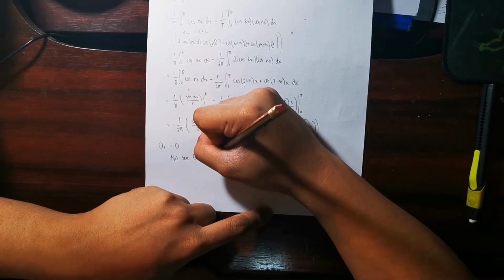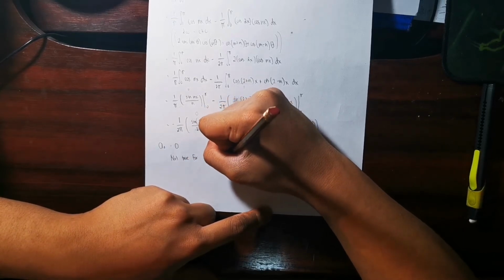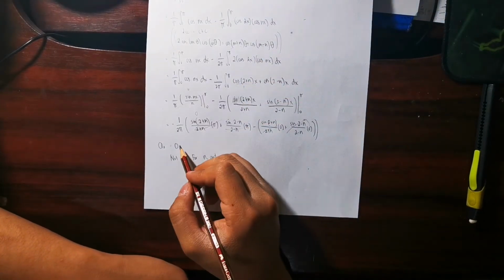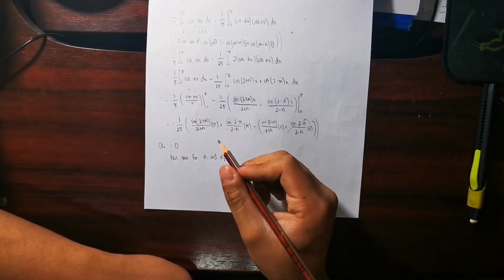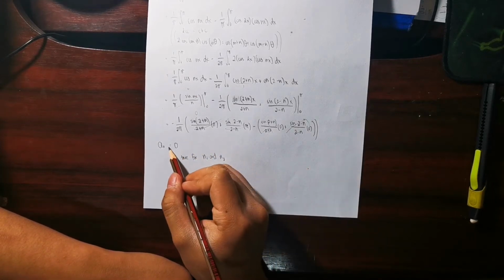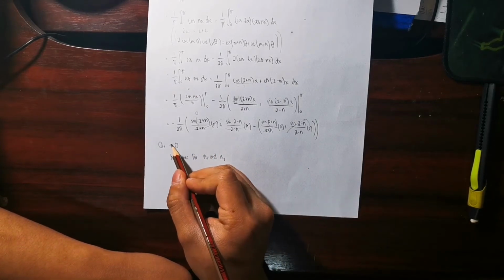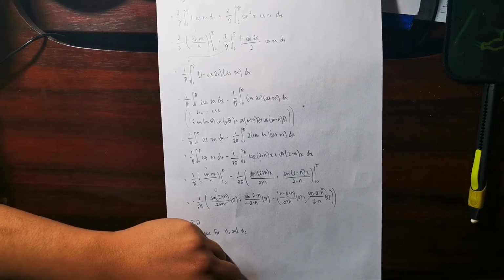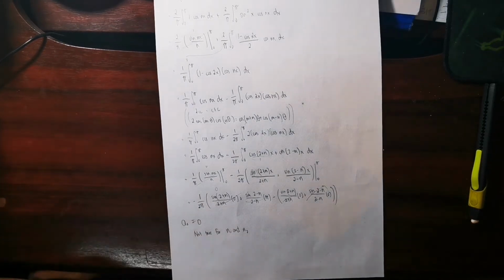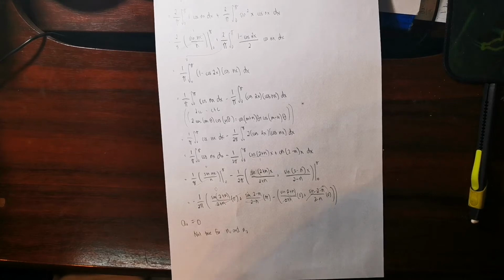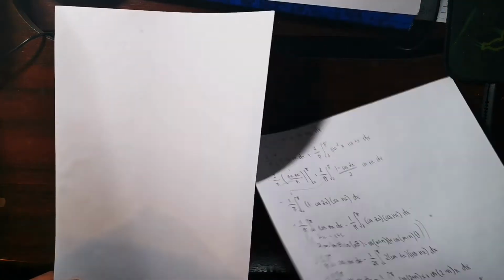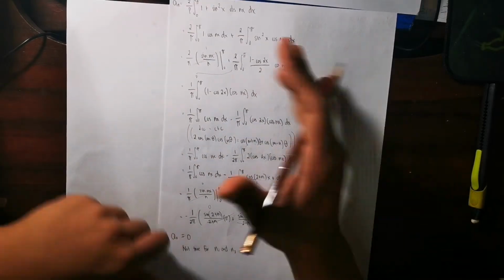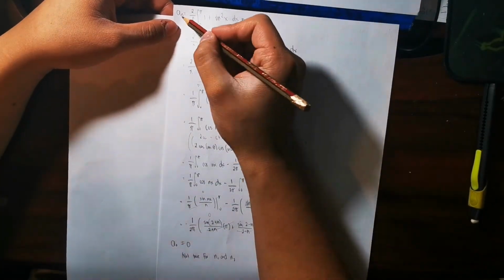But it's not true for n equal to 1 and n equal to 2. So we'll at least have to input a value of n so we can have a value for a sub n. Let me get another paper. Now let's repeat the process, but this time we'll use a sub 1.